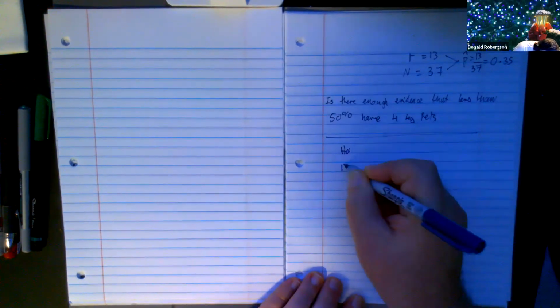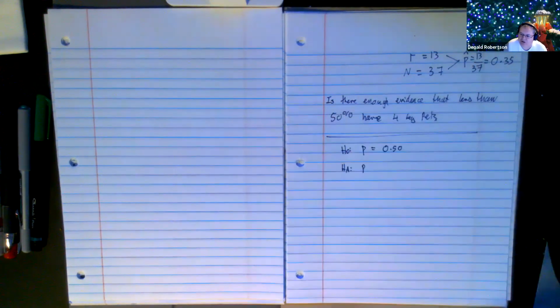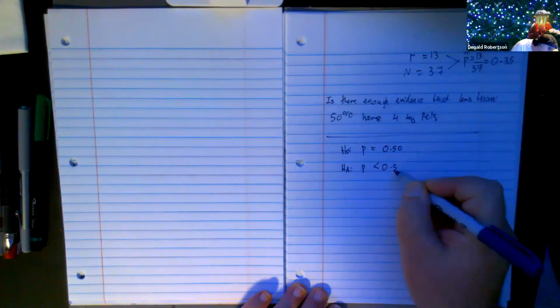So we'll set up the null and the alternate. When it's a single proportion, isn't the null p equal to whatever this is as a decimal? And isn't the alternate whatever this says? So is there enough evidence to show that less than 50%? So that would become less than 0.5. Are we comfortable about that piece of the puzzle? Right, we've done enough of those.